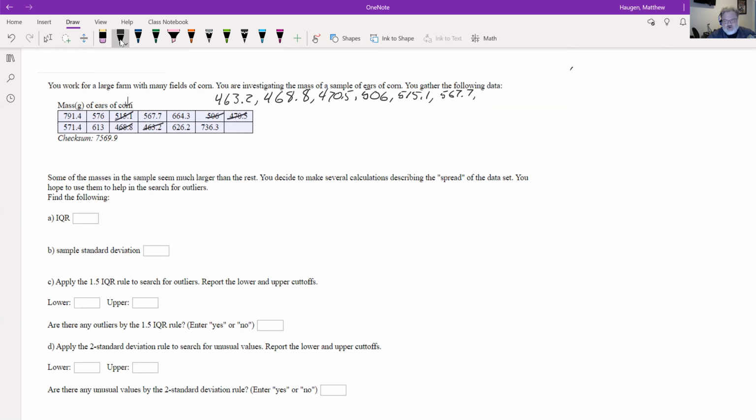Q3, similarly, for the upper data set. So for this data set, it's also 1, 2, 3, 4, 5, 6 values. They should always be the same length. That's why we have to exclude that point in the center. So it's going to be in between the third and the fourth term. So that's going to be the 626.2 plus the 664.3 divided by 2.